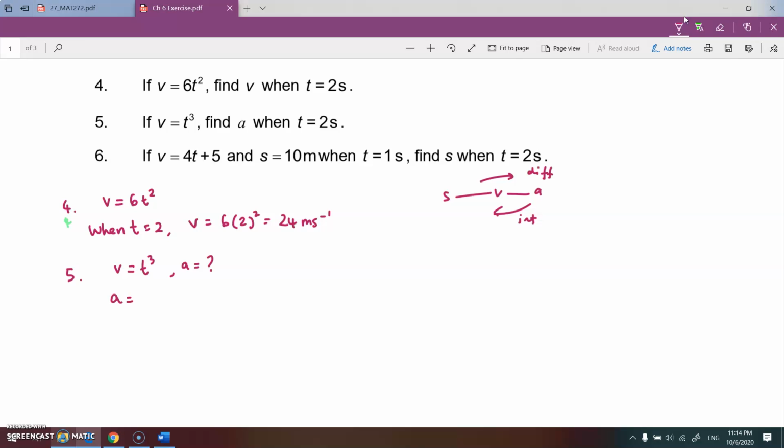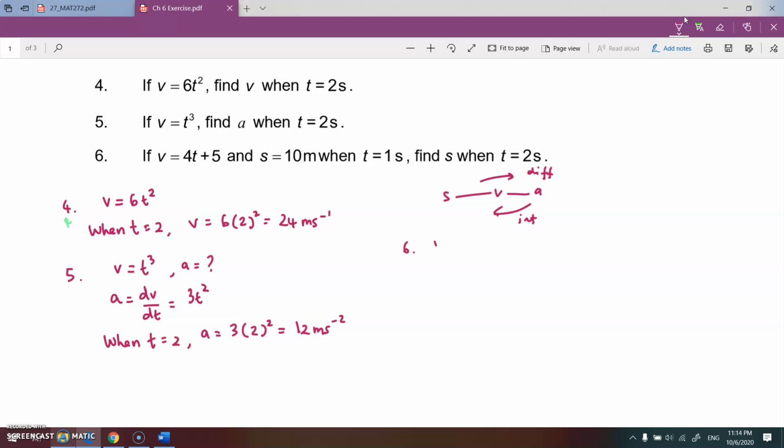So to find A, differentiate V with respect to t. Differentiating V, you get 3t squared. So when t is equal to 2, A is equal to 3 times 2 squared. So 4 times 3 is 12 meters per second squared.